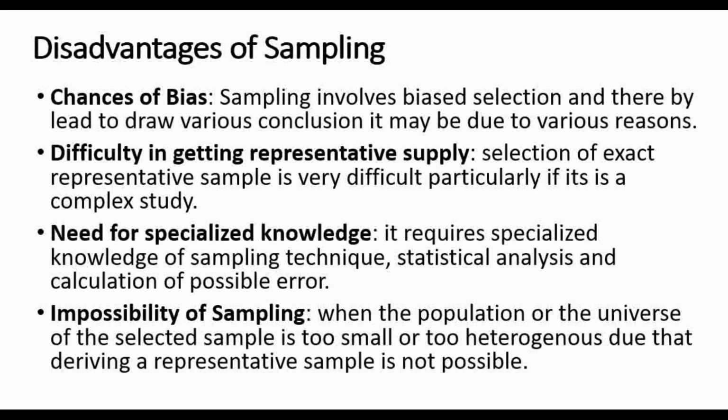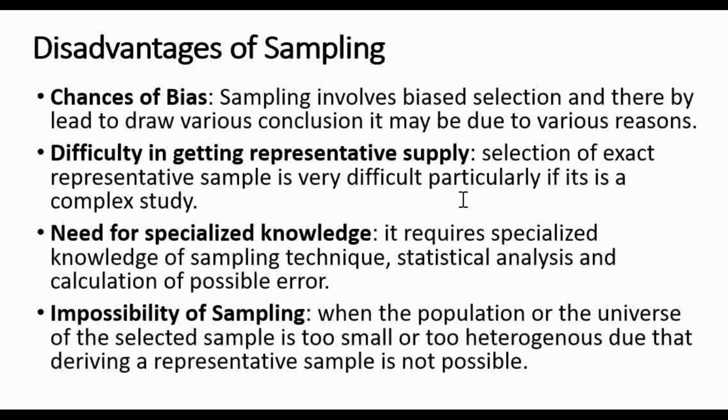Disadvantages: there can be chances of bias. Bias means, just understand, that personal opinion has come into the selection. Some types of sampling use our personal opinion, for example convenience sampling and purposive sampling, where we use our own selection criteria and purposely choose the samples for our convenience.